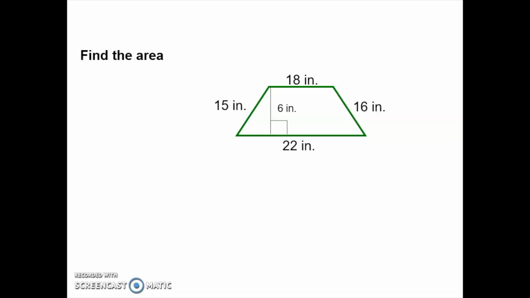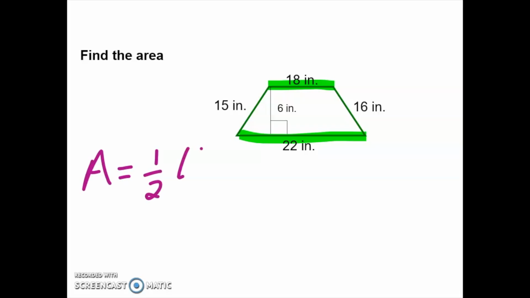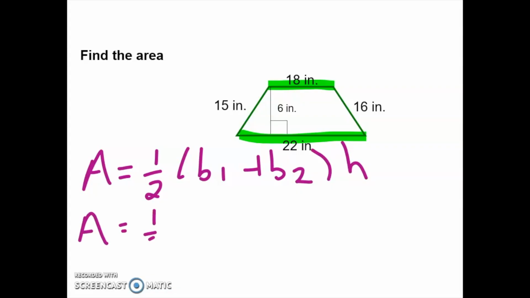Again, the key, we always start by identifying our bases. Our bases are the parallel sides. So in this particular trapezoid, that would be the top and the bottom. And then we write our formula, area equals 1/2 base 1 plus base 2 times the height. So I'm going to start by plugging in those bases. So I have 1/2 times 22 plus 18.